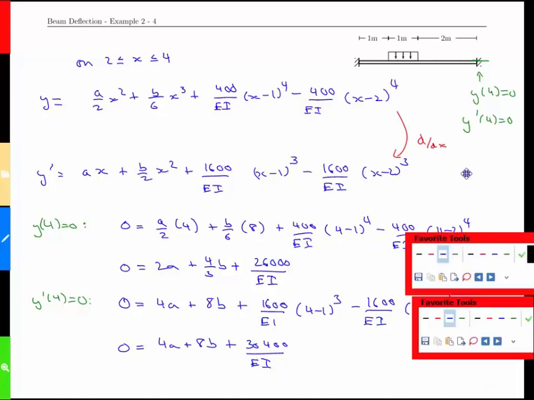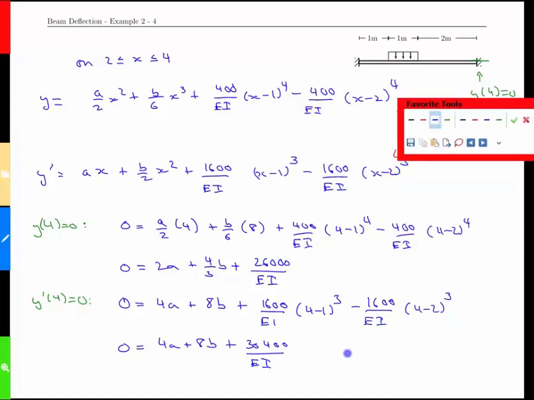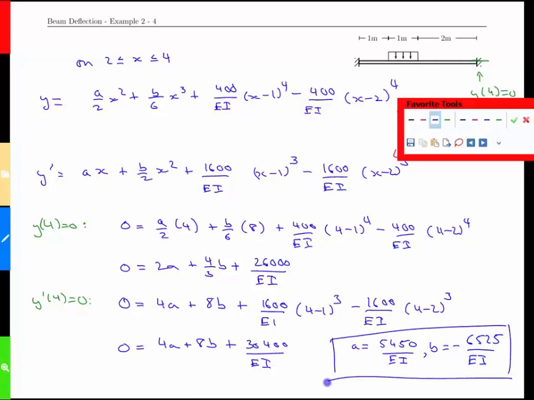We can fairly straightforwardly solve those. Won't demonstrate that here, but you'll end up with A is 5450 over EI, and B is equal to a negative 6525 over EI. And that produces the two coefficients that we need to complete our model, or our function that describes the shape of this beam.